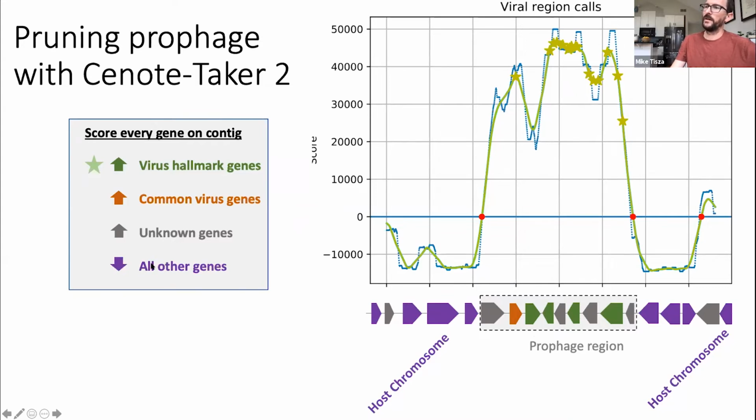All other genes are mostly bacterial, and so those get negative scores, but these other types of genes, they get positive scores. And Cenote-Taker2 generates a sliding window score, and you get these large chunks of multiple windows that have a positive score, but they also require a virus hallmark gene. So this area here would become a putative prophage, but this little one over here, that's not a prophage because it doesn't have any viral hallmark genes.